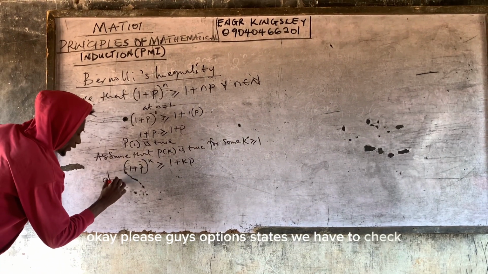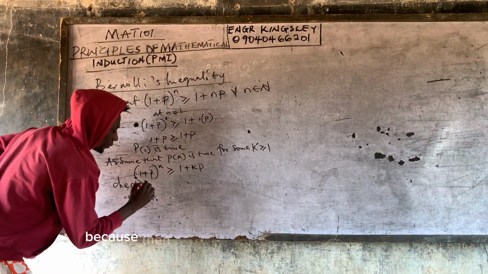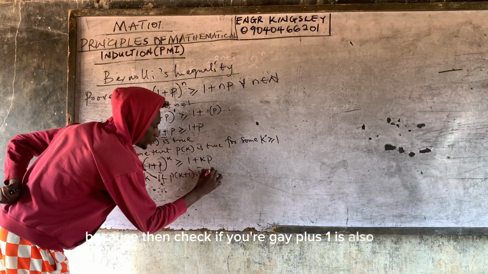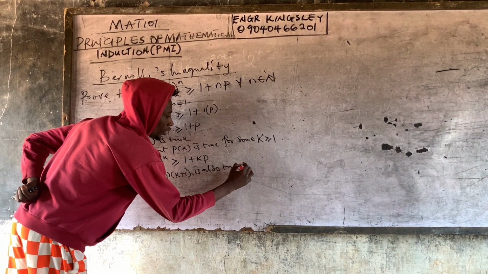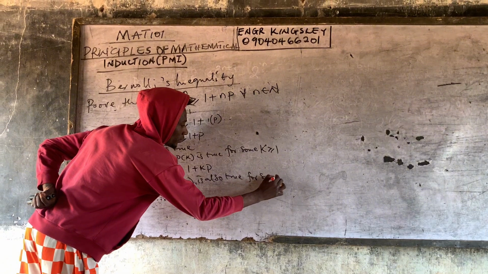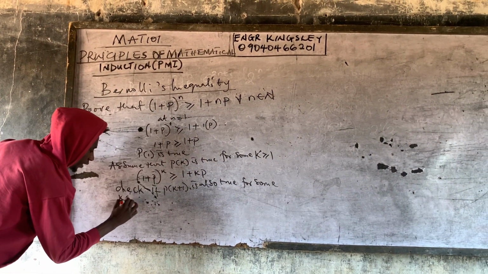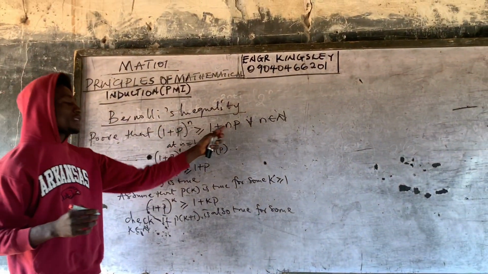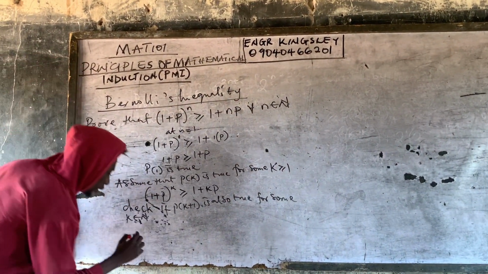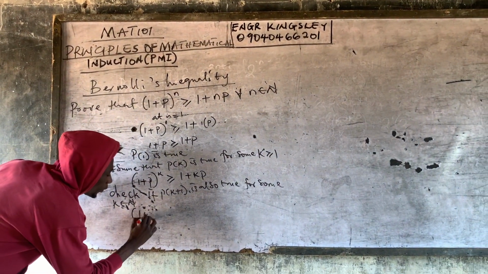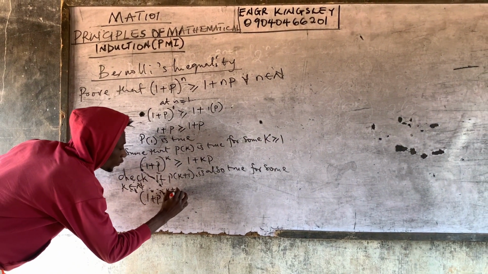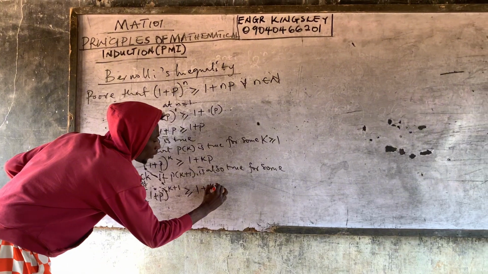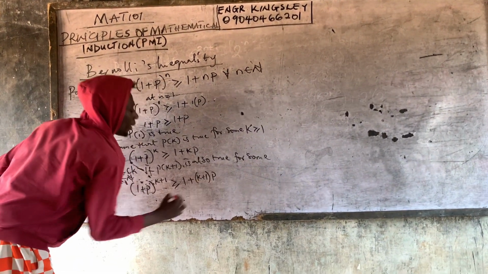Now we will check in the third step if P of k + 1 is also true for some k element of natural numbers. What it means is anywhere we see n in this practice problem, we replace it with k + 1. So what we'll be having is (1 + p) raised to the power k + 1 is greater than or equal to 1 + (k + 1) all multiplied by p.